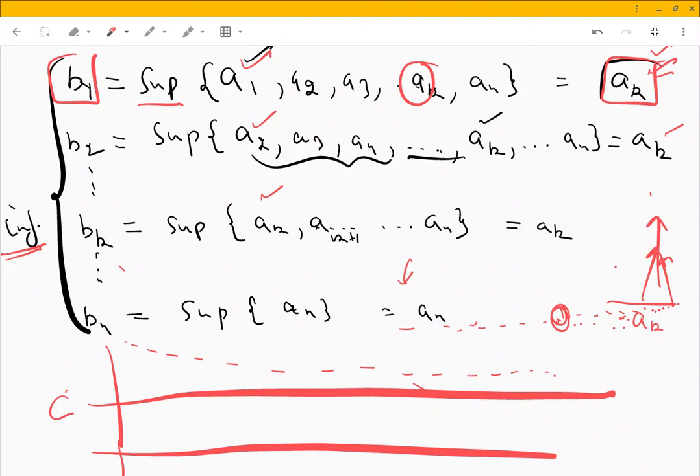So your AK, now see, you're taking the supremum. In this case, A1 will come here for B1. Then when we leave A1, in the next step we will get A2 because A2 will be the largest. Then A3 will be the largest, and so on. AK will be the largest at this step. Then you will leave AK.